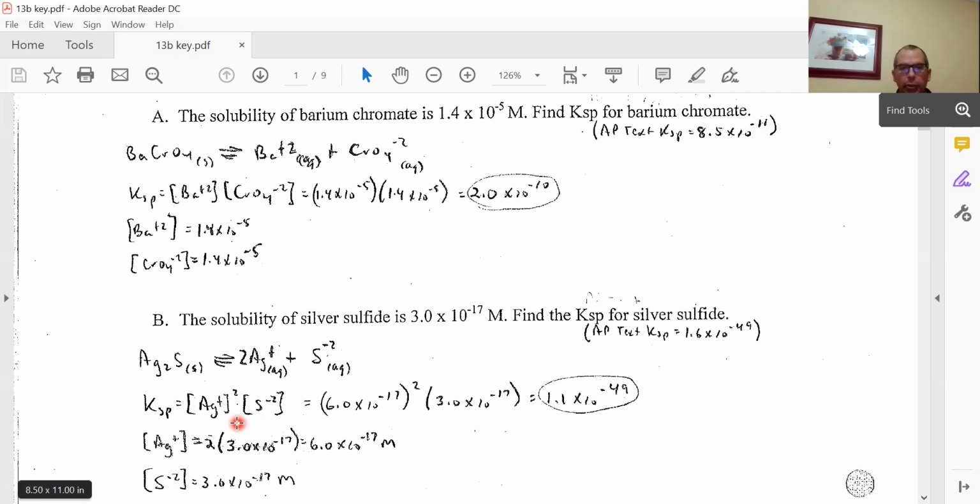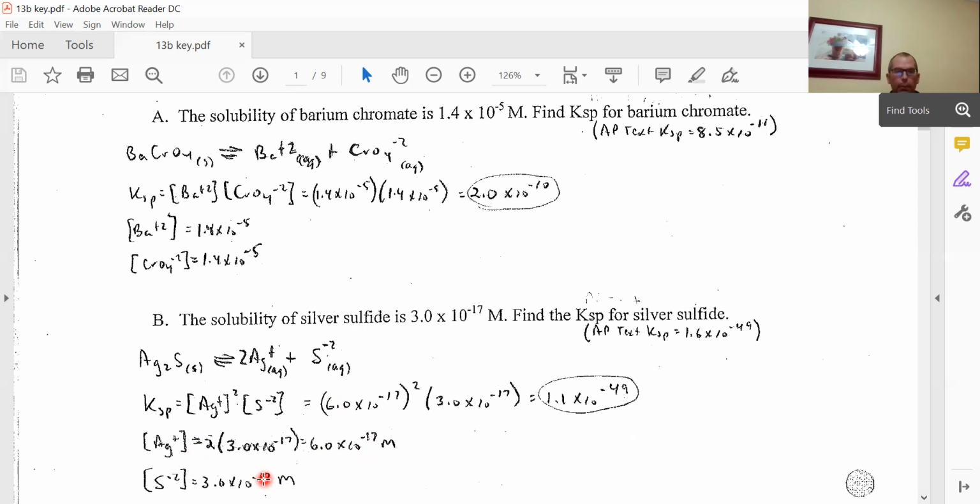Now, when we think about concentrations, this is kind of like the double-decker ice cream cone. The solubility of silver sulfide is 3 times 10 to the negative 7th. I'm going to get twice as many ions of silver as sulfide. So the sulfide is going to be 3.0 times 10 to the negative 7th when it breaks up, but my silver is going to be double that, or 6.0 times 10 to the negative 7th. So notice the silver concentration is twice as much as the sulfide concentration because of that 2:1 ratio. So that's where I get these amounts.